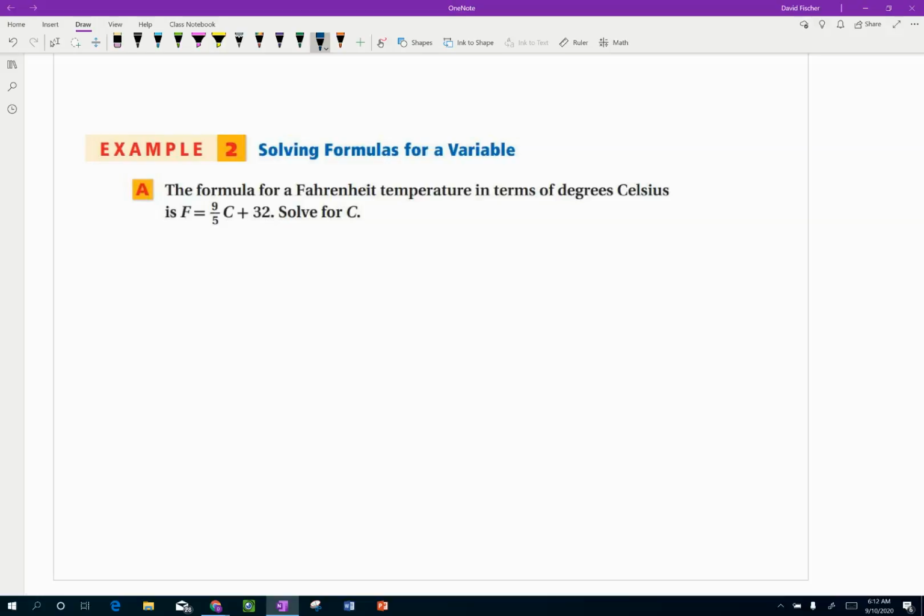So let's see what they're asking us to solve for: C. So I'm going to identify the letter I want is right there. So I'm going to rewrite the formula.